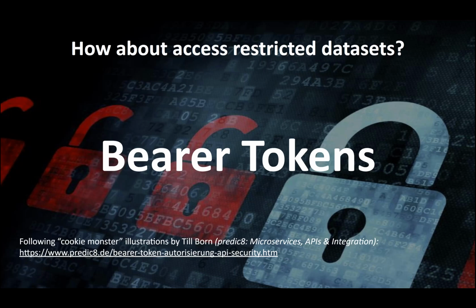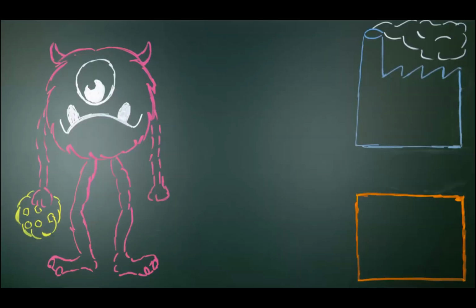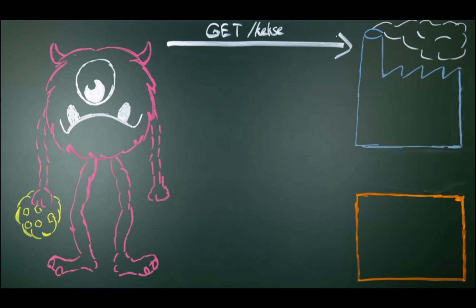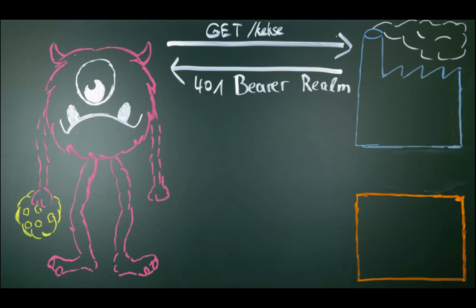And to explain what a bearer token is actually for, I'll give you some information how they're working. So we have here some small monster which wants to get cookies. In your case, it would be a dataset. And the first thing is it sends a request to the factory of cookies to get Kekse. So that's an HTTP GET request. So I want to have the Kekse. But unfortunately, the repository says, no, you don't have access to those cookies.